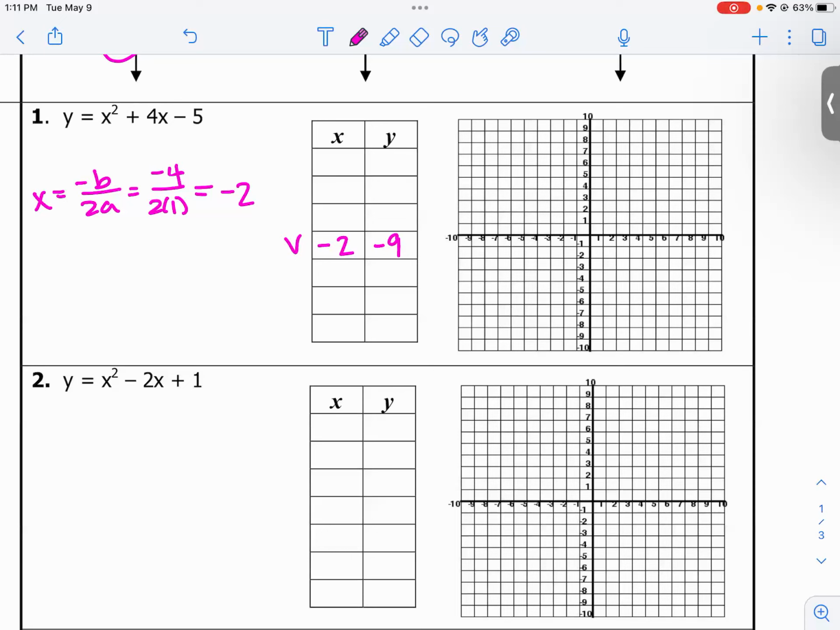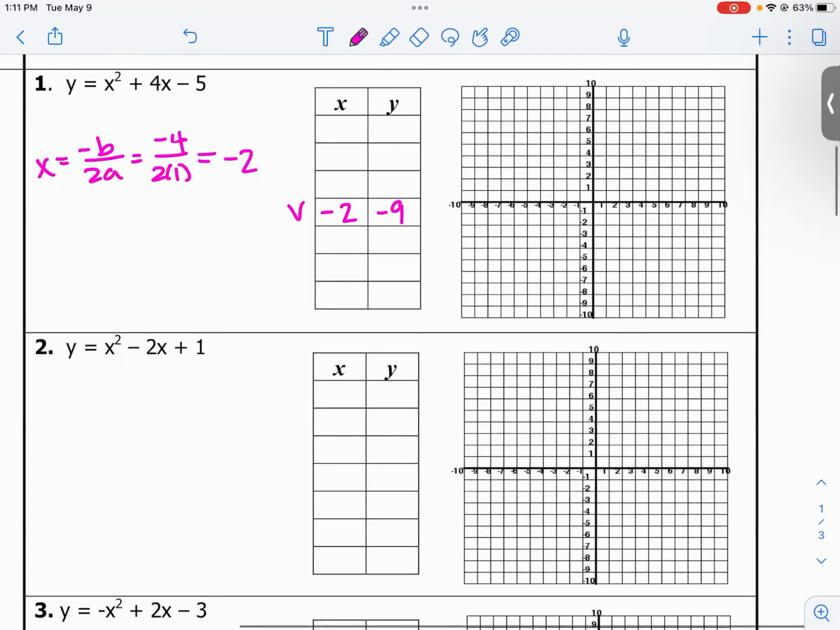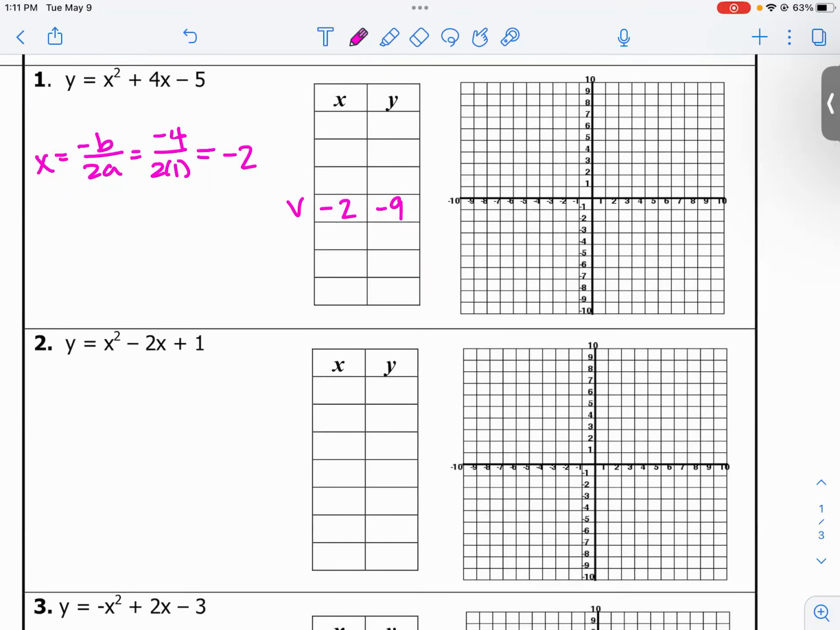I think I left it in Miss B's room. Did you? Okay, it's in Miss Pinkley's room. That's where I ate lunch.